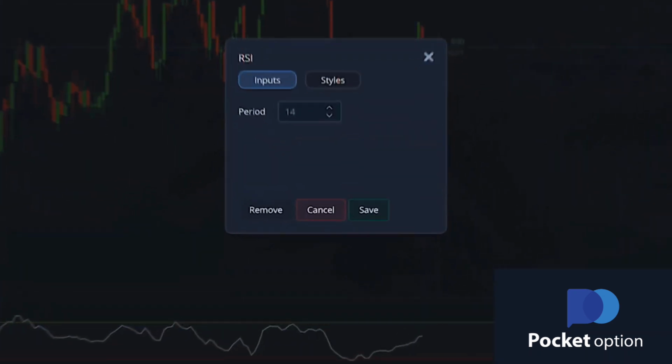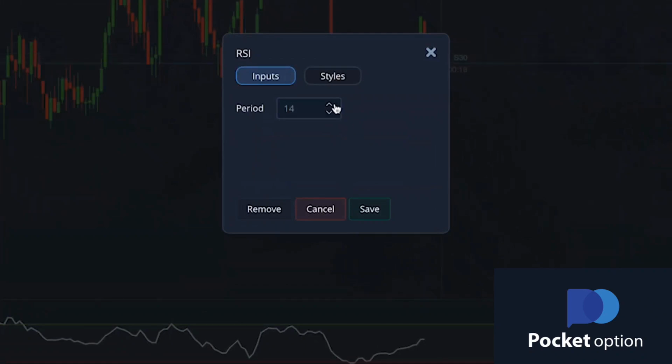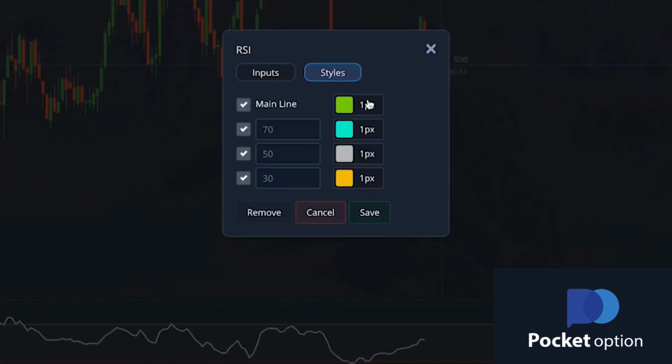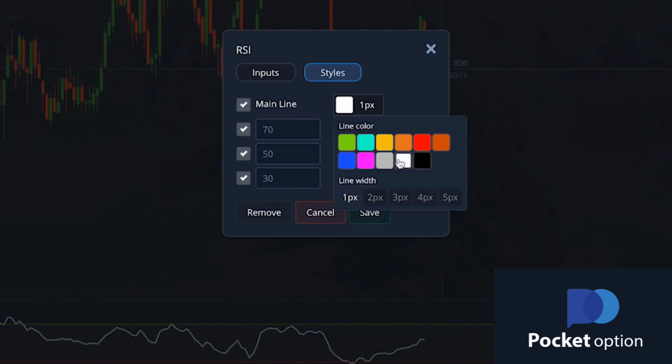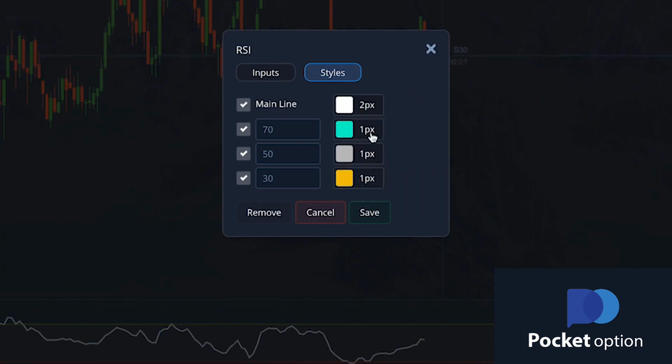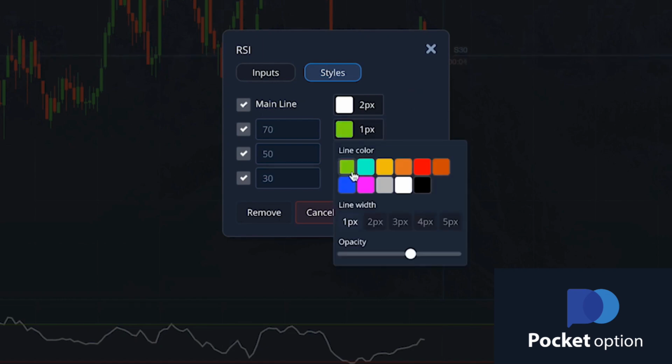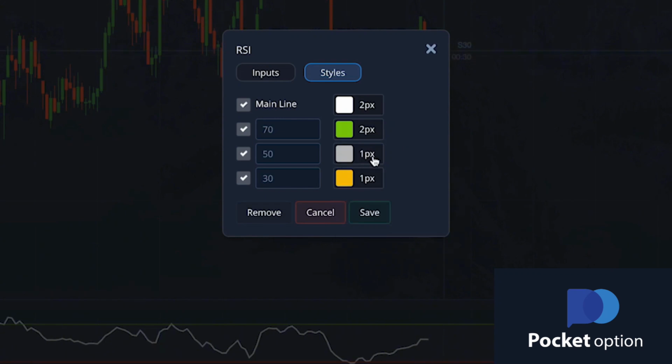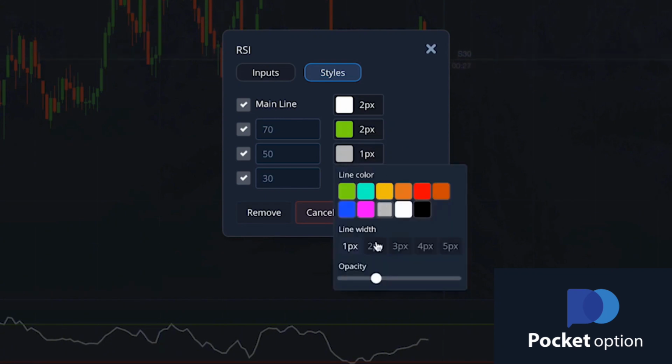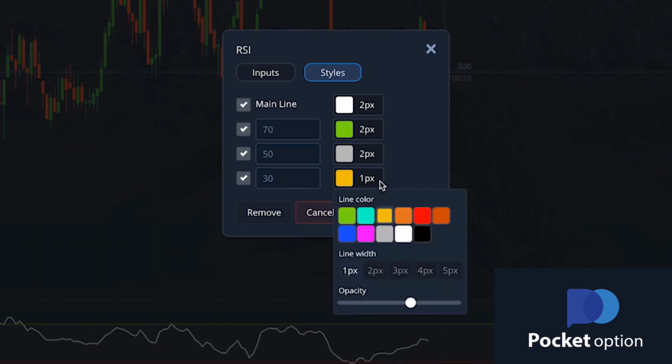Now let's adjust the RSI. We change the period to 15 and go to the style settings. We change the main line color to white with a width of 2. Make the value 70 green with a width of 2. And for value 50, we don't change the color, we only change the width to 2. And for value 30, we make the color red and width 2.